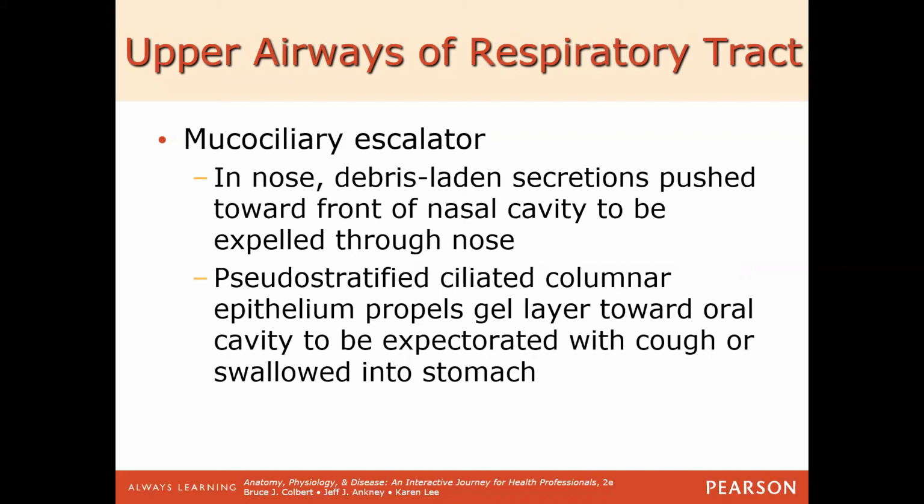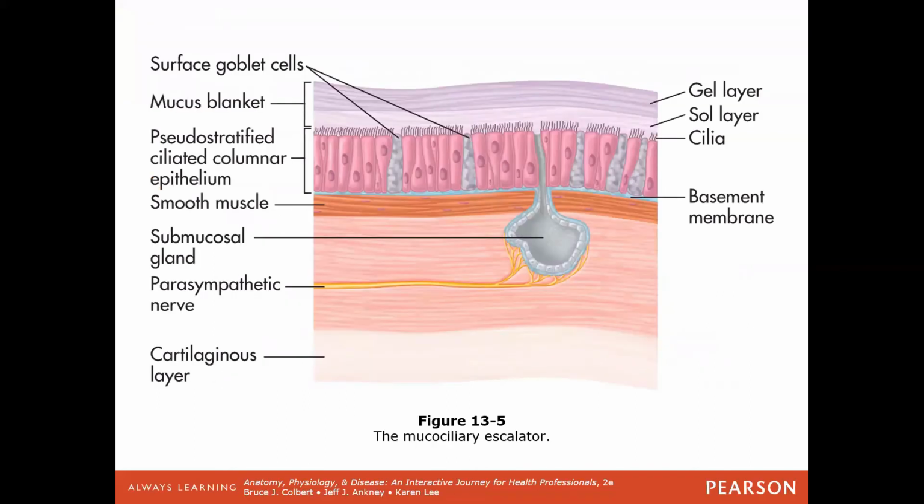Here we see an illustration of what those little cilia and that watery sol layer look like. And then you see there's a thicker gel layer sitting on top. You have these little submucosal glands and goblet cells that are actually producing the mucus that lines this membrane.